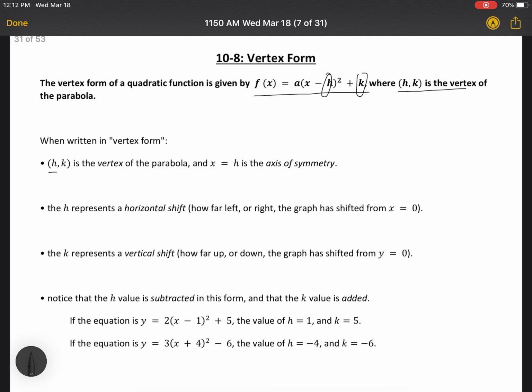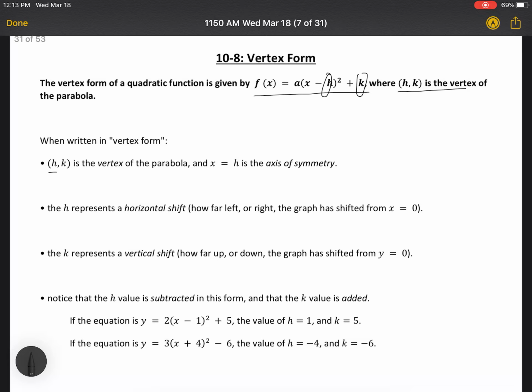These next things aren't super important, but good to know. The h represents the horizontal shift, how far left or right the graph has shifted from its original form. We talked about horizontal shifts and vertical shifts in our functions unit. And then the k is a vertical shift. It's either going up or down from the original form.